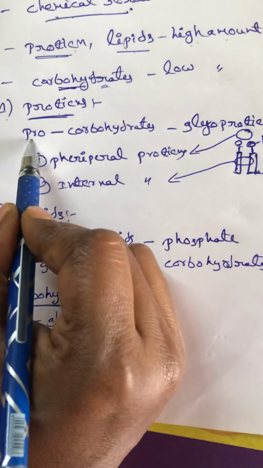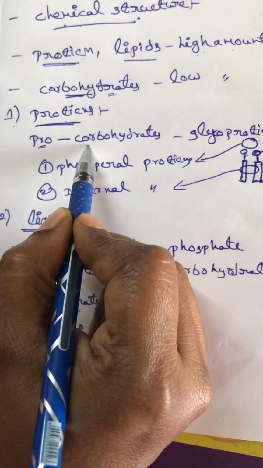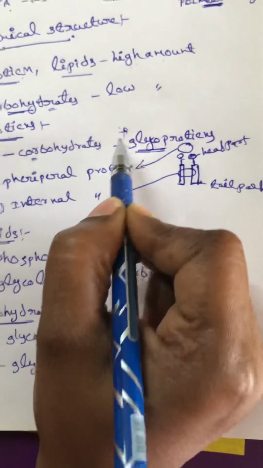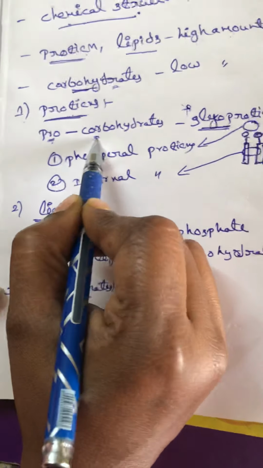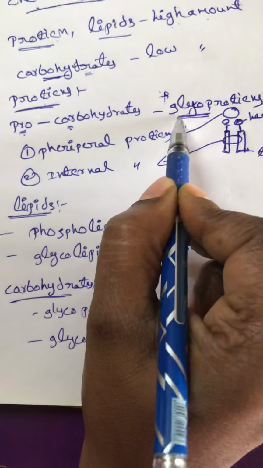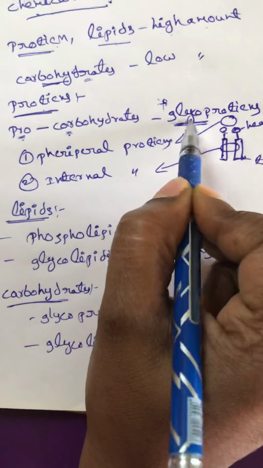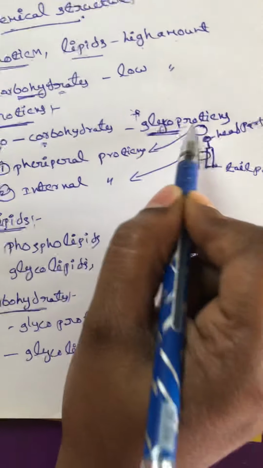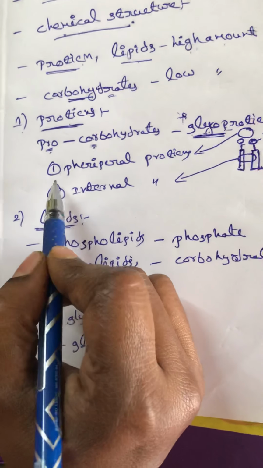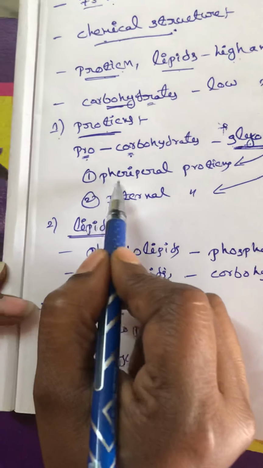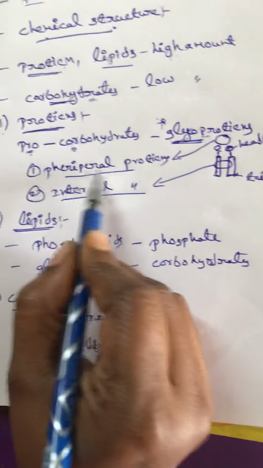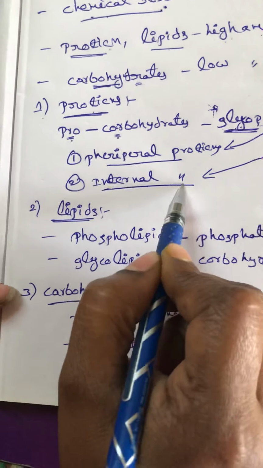Generally, proteins are always connected with carbohydrates. These are called glycoproteins. This is also important: proteins always connected with carbohydrates are called glycoproteins. Glyco is nothing but glucose. Two types of proteins are seen in the plasma membrane: one is peripheral proteins, another one is internal proteins.